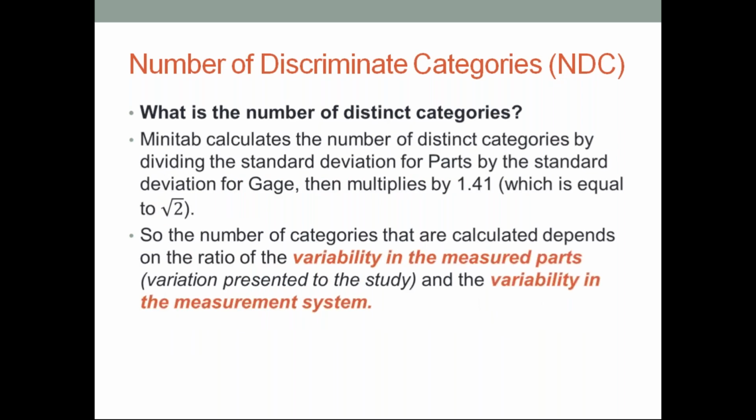Minitab calculates the number of distinct categories by dividing the standard deviation for the parts presented by the standard deviation for the gauge, then it multiplies it by 1.41, which is the square root of 2. So the number of categories that are calculated depends on the ratio of the variability in the measured parts, which is the variation that was presented to the study, and the variability in the measurement system. Again, this isn't used in tolerance at all. This is only used for process variation, and it only understands the process variation that was presented to it in those parts, unless you use the option of using the historical standard deviation.